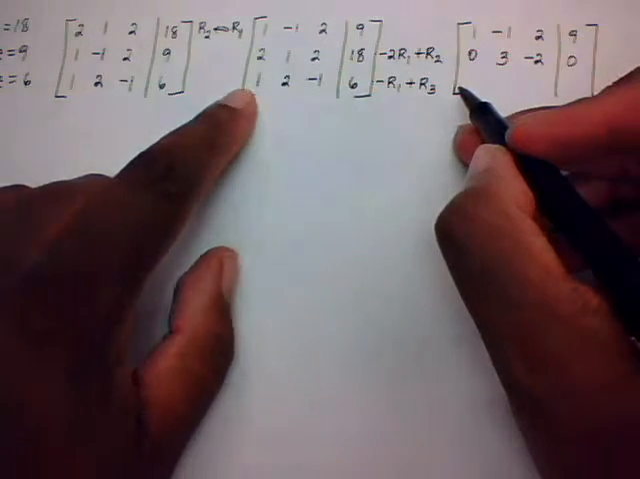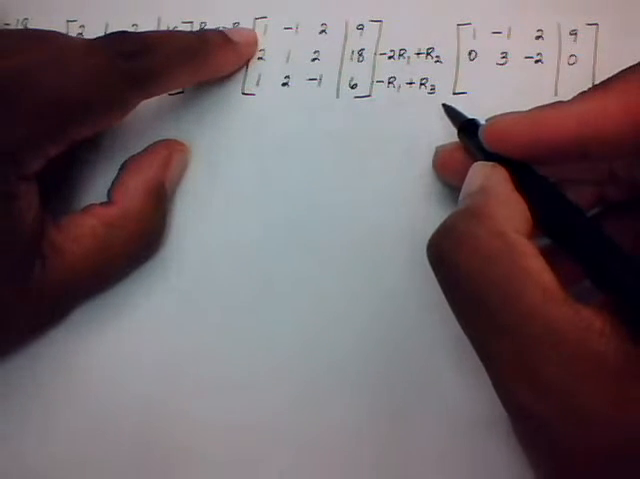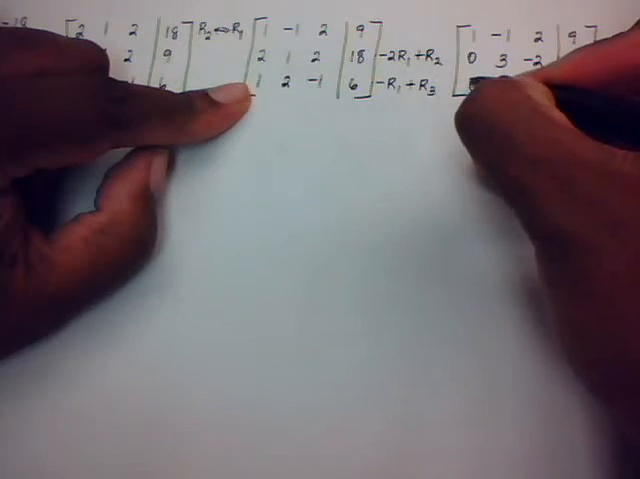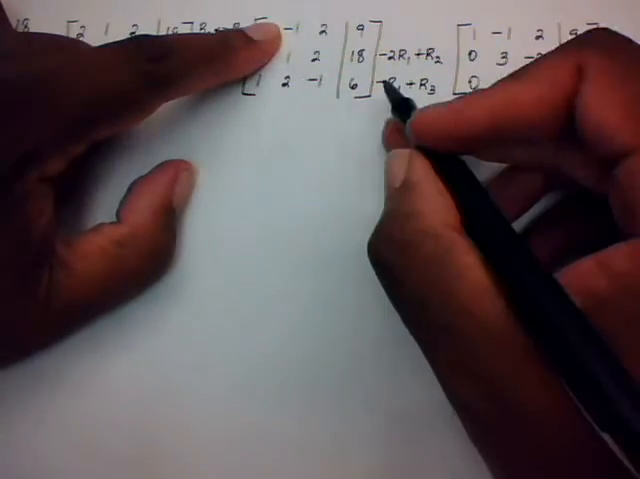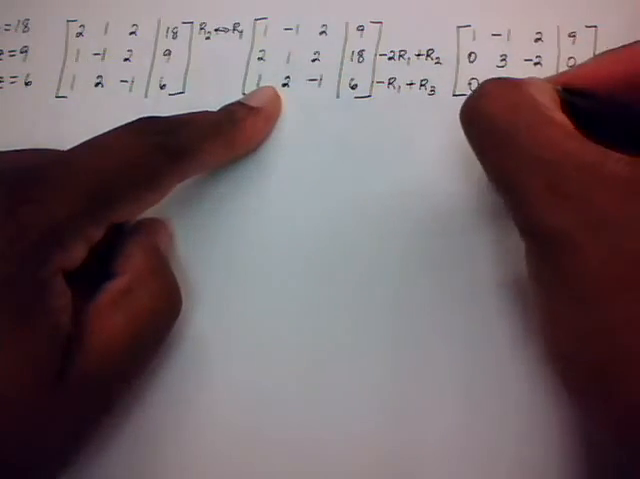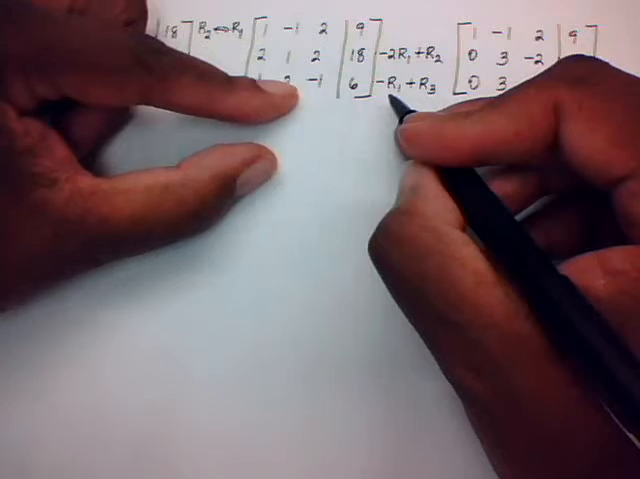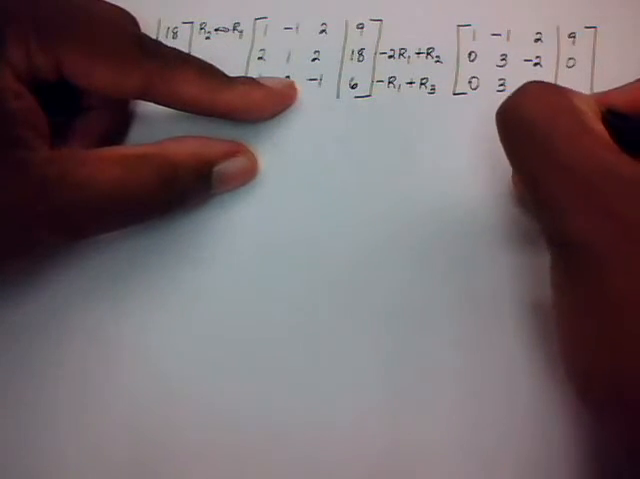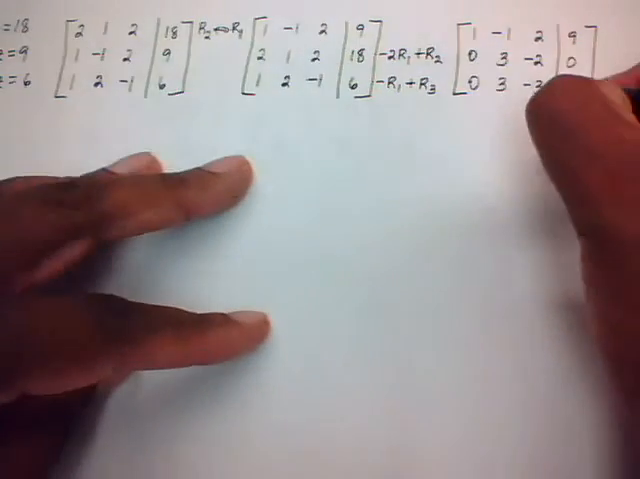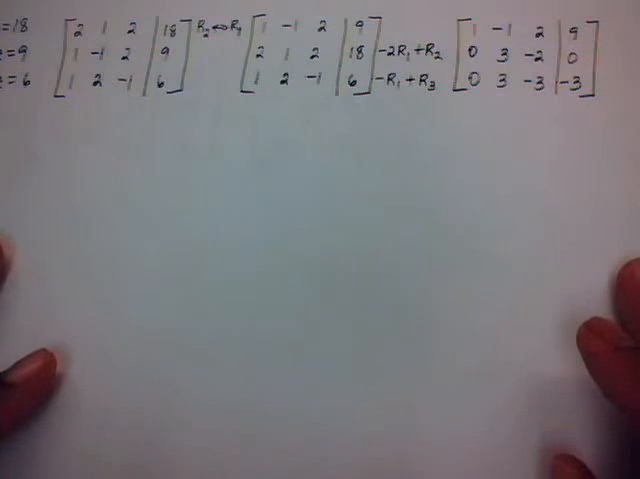Okay? Now for the third row, I'm going to take the opposite of row 1 plus row 3. So here, the opposite of 1 is negative 1. Negative 1 plus 1 is 0. Then the opposite of negative 1 is 1. 1 plus 2 is 3. The opposite of 2 is negative 2. Negative 2 plus negative 1 is negative 3. The opposite of 9 is negative 9. Negative 9 plus 6 is negative 3. Okay?